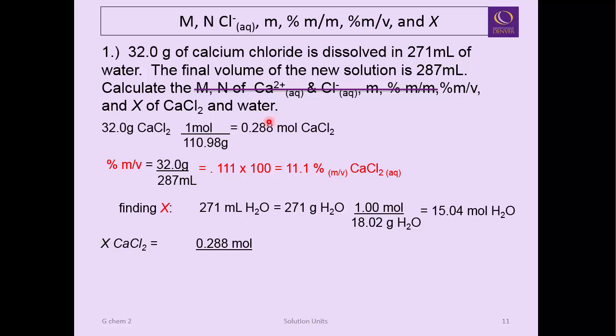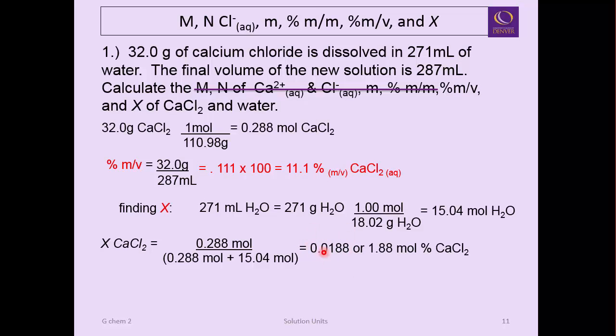I know from earlier how many moles of calcium chloride I have. Now I've got to find the total moles, which is the calcium chloride plus the water. And the mole fraction is 0.0188. And this number is used in calculations in the third video.